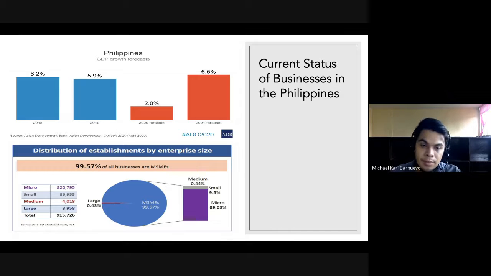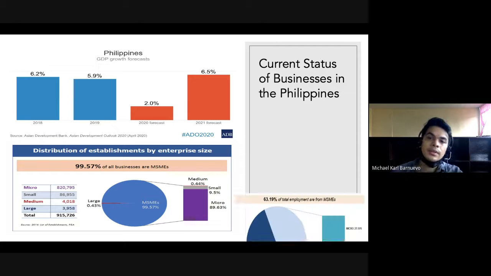So, small time businesses really play a big part, no? Especially in contributing sa GDP. Ayan, no? 99.57% will dictate 6.5% increase in the GDP. Ayan. So I hope you realize the importance of small businesses. Ayan. It really helps the economy.